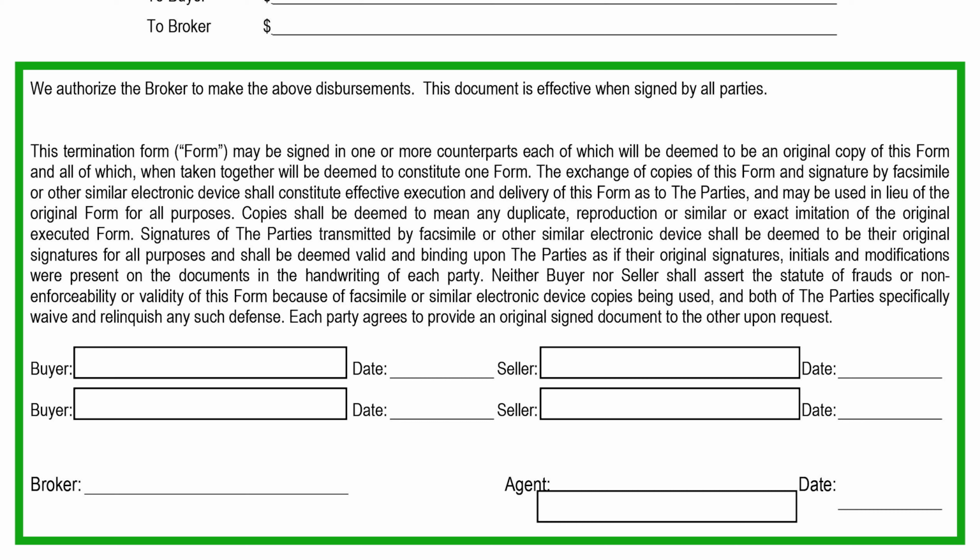Neither buyer nor seller shall assert the statute of frauds or non-enforceability or validity of this form because of facsimile or similar electronic device copies being used. And both of the parties specifically waive and relinquish any such defense. Each party agrees to provide an original signed document to the other upon request. You'll see down below where the buyers can sign and date and the sellers can sign and date, along with the brokerage that needs to sign and the agent.